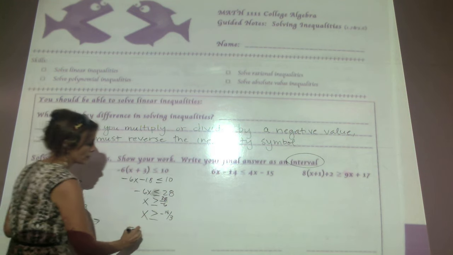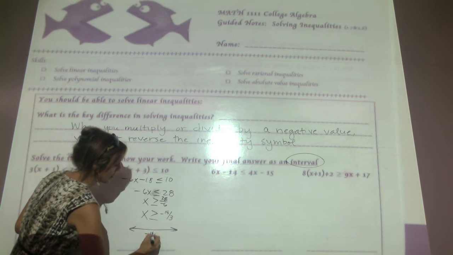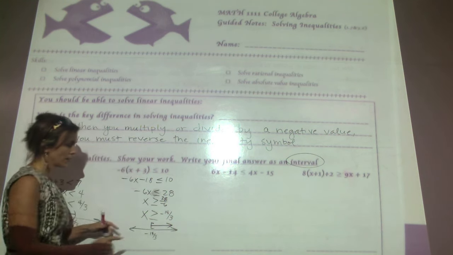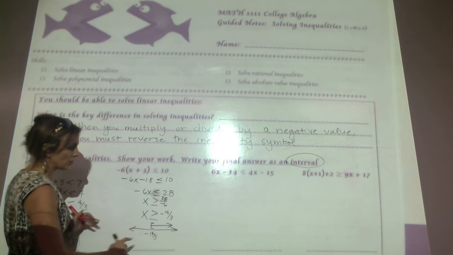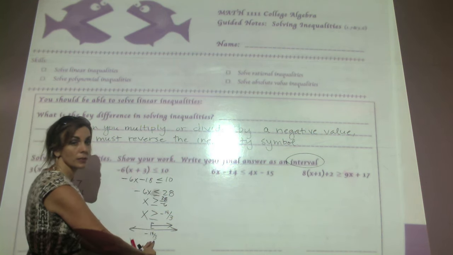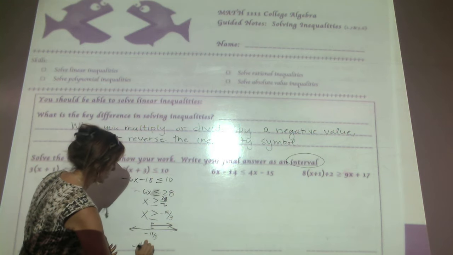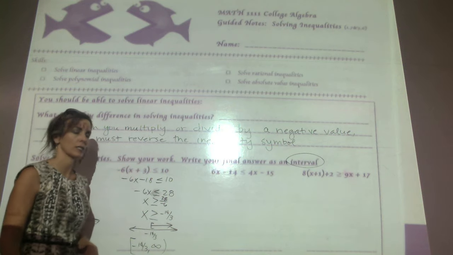And again, we're looking at a number line, -14/3 here, and we're going this way on the number line. Notice we have a bracket because this time we've got an equal sign there. So we're going from -14/3 to infinity. Bracket on that -14/3.